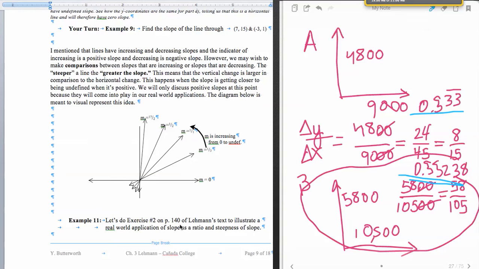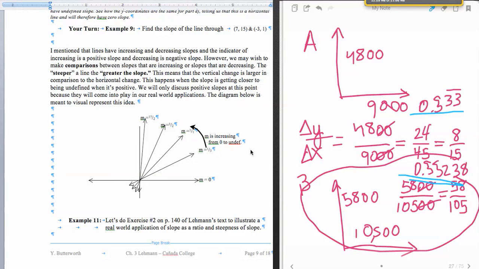From Lehman's book, where we were talking about a real-world example, and we had plane A and plane B, and they were making different types of ascents based upon vertical climb to horizontal climb. And what I had done is I computed a unit ratio for each of them so I could compare those more easily, because we saw that 8 is compared to 15 and 58 compared to 105. We had a little bit of a hard time comparing those things.